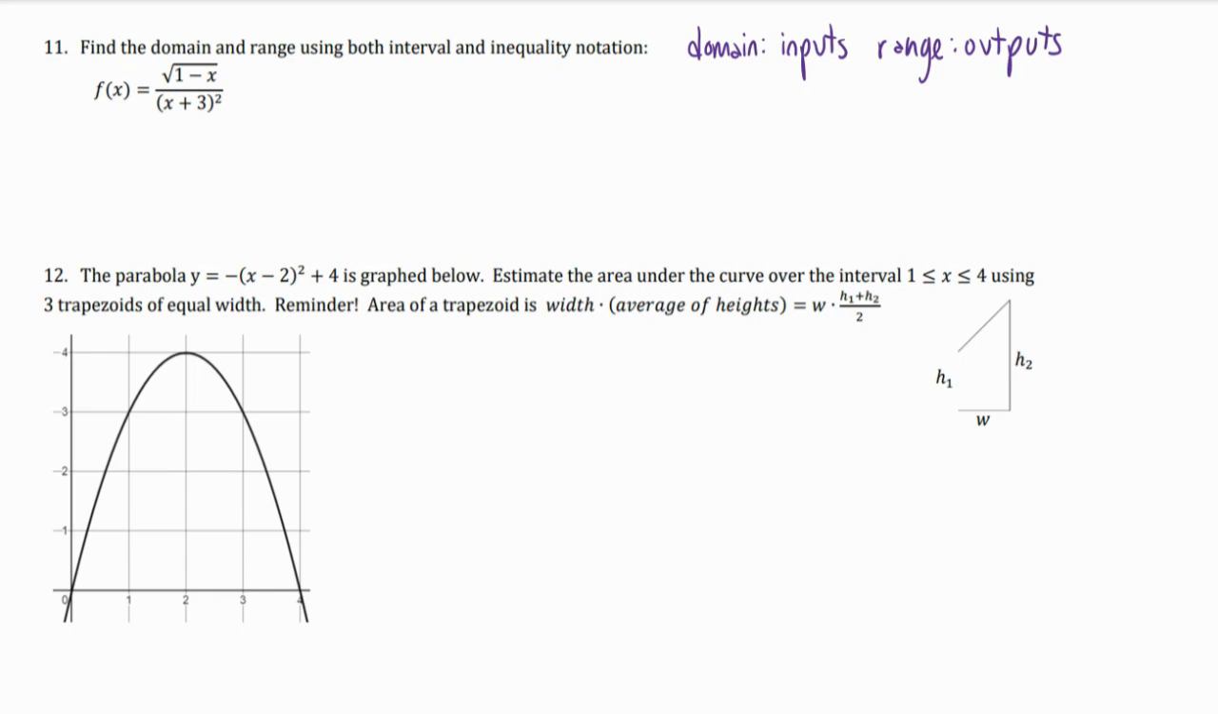But what if you have something here where you have a lot going on in this one? We have a square root, we've got something squared, we've got a fraction. So we've got a lot of function composition here. How do we figure out the domain and range?